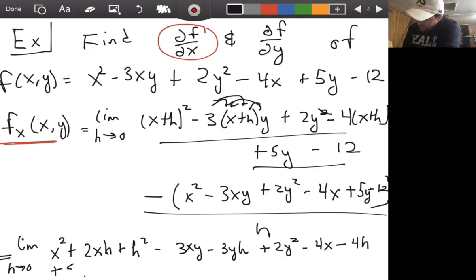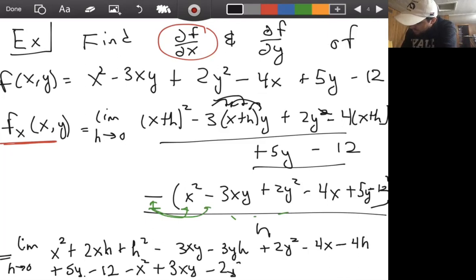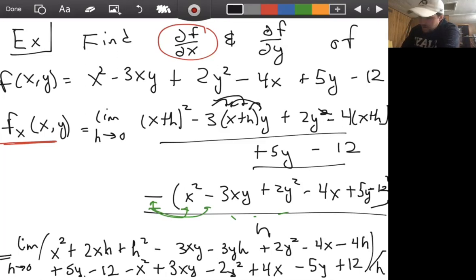And then we have plus 5y minus 12. Well, then if we factor, remember we have to factor this negative sign. We have to distribute that to every term, right, etc. So it looks like we're going to get minus x squared plus 3xy minus 2y squared plus 4x minus 5y plus 12. And remember, all of this is divided by h, right?